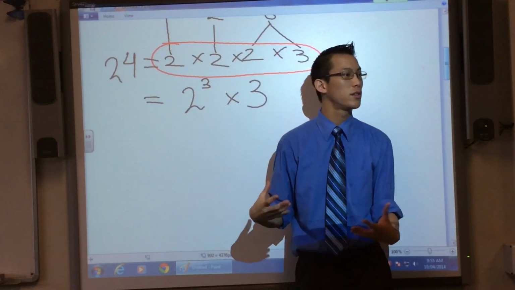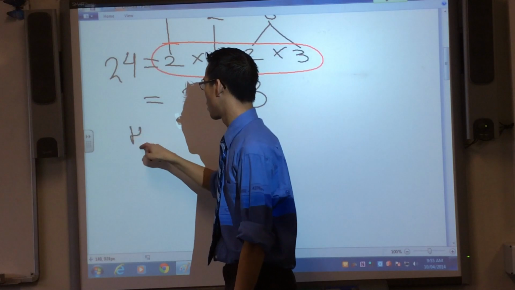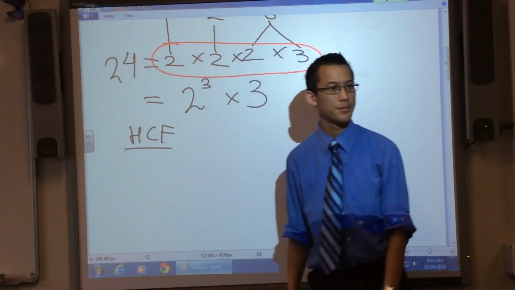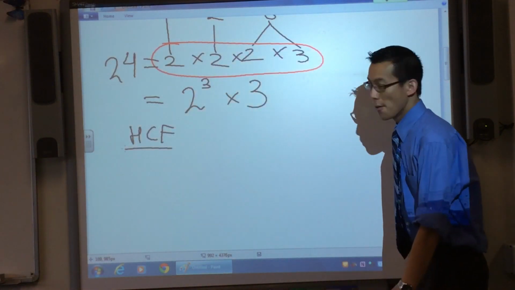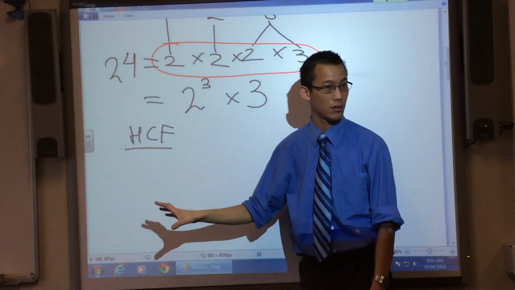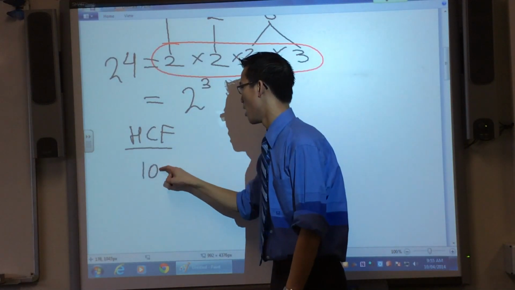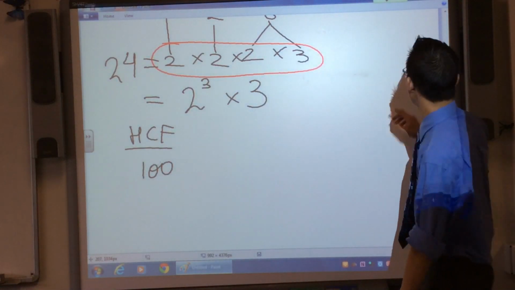What are a couple of things that you've learnt to do with this prime factorization? Okay, you've learnt about this thing called the highest common factor. So for instance, we know the prime factorization of 24. Okay, let's do the prime factorization of 100.